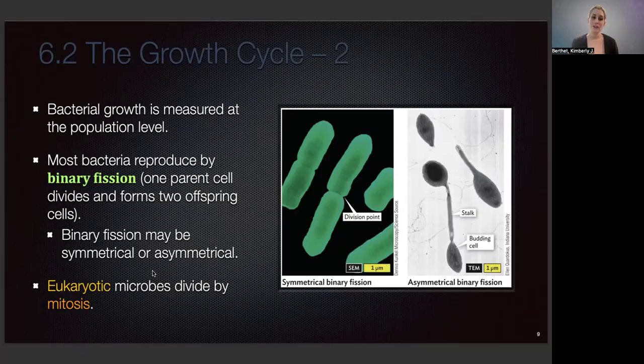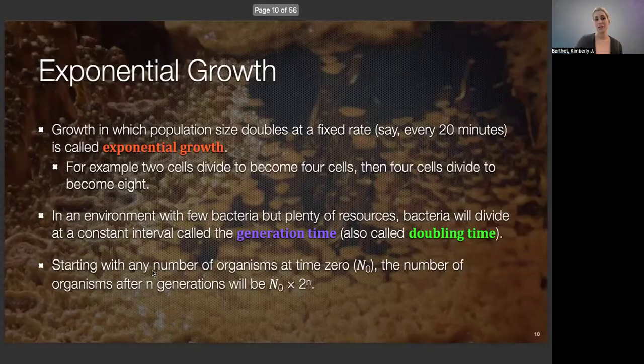Looking at binary fission itself, we can see that it can be symmetric or it can be asymmetric, as seen in these images here. Okay, let's look at growth patterns themselves.